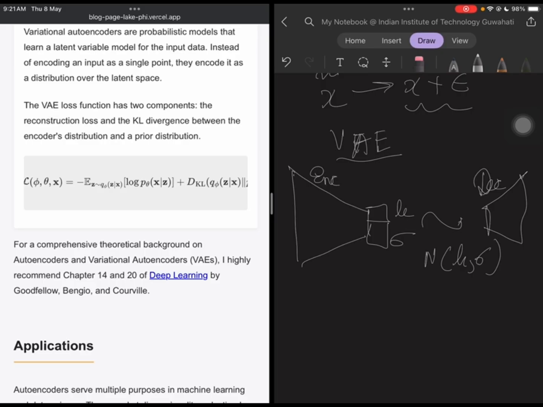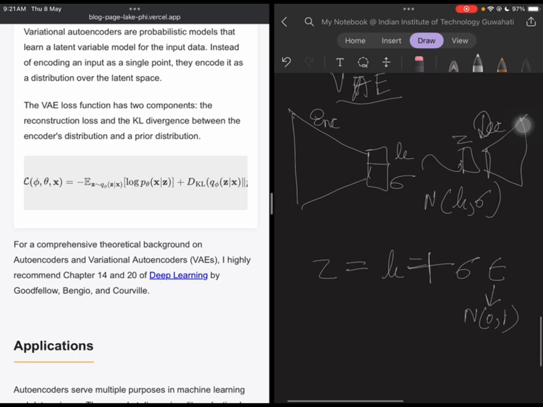So now you may ask how the gradient will flow. How can we connect Z? We cannot connect Z directly. But the trick which we use is known as the reparameterization trick. What we do is, we do not sample from normal mu sigma, we sample from normal 0, 1.